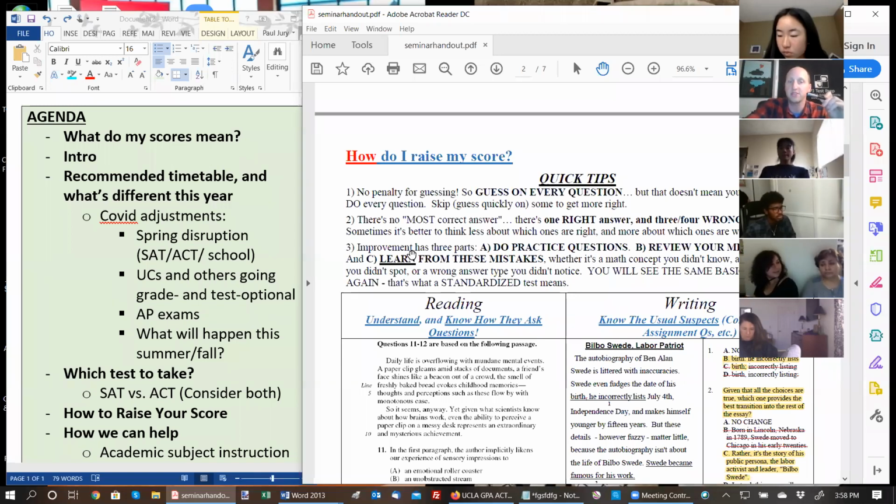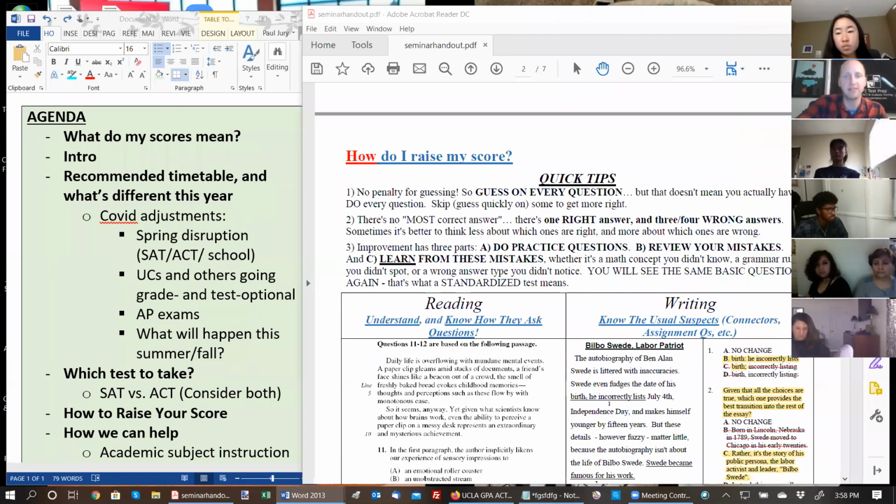Learn from your mistakes and then write them down somewhere so that the next time you test, you can learn from these mistakes, whether it's a math concept you didn't know, a grammar rule you didn't spot, a wrong answer type you didn't notice. You will see these same basic questions again. That is what standardized means. So guys, that is the way that this works. Okay, so overall tips, specific math tips.